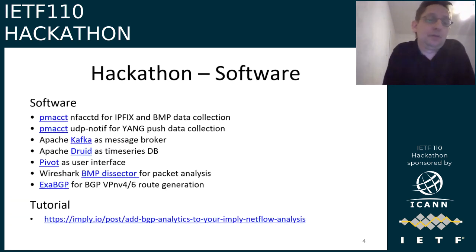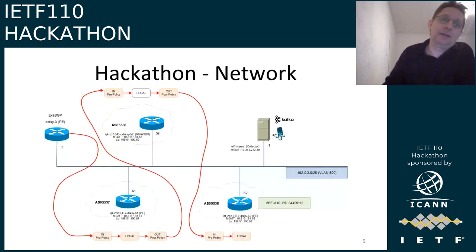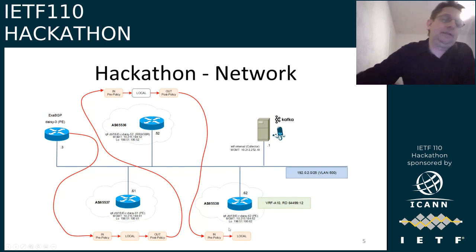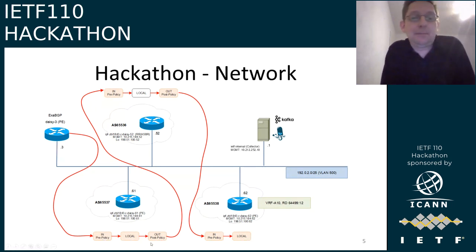This is the software we used in this hackathon. This is the network. On the very left-hand side, this is where we are ingesting the BGP VPNv4 unicast routes. These two routers are route reflectors, and on the very right-hand side are the provider edge routers. And these little boxes show the BMP coverage, so what RIB we are exposing towards the data collection, which is in here.